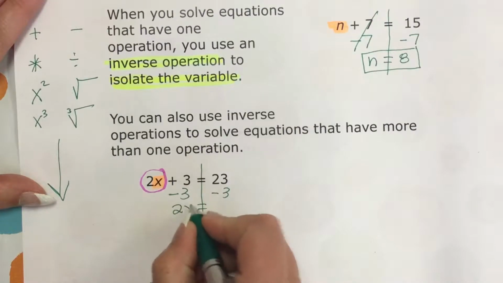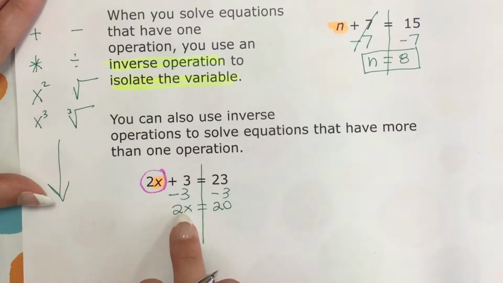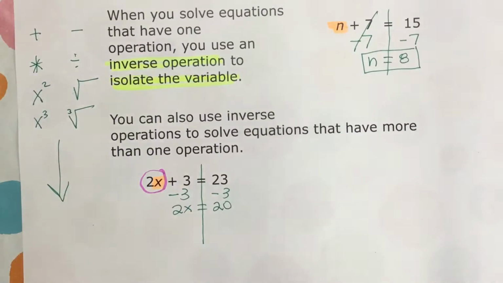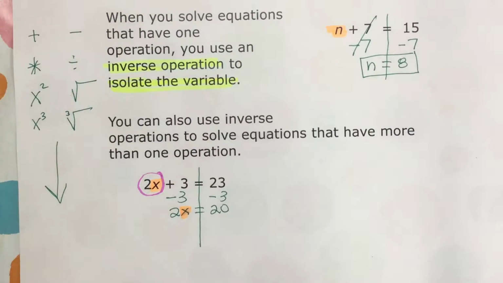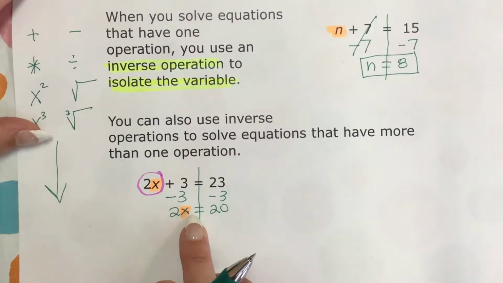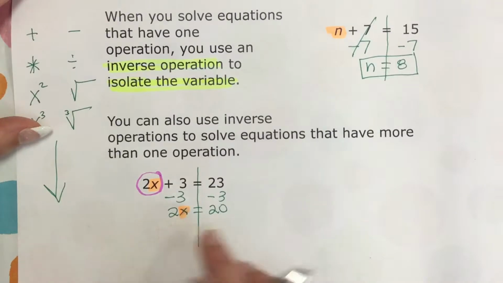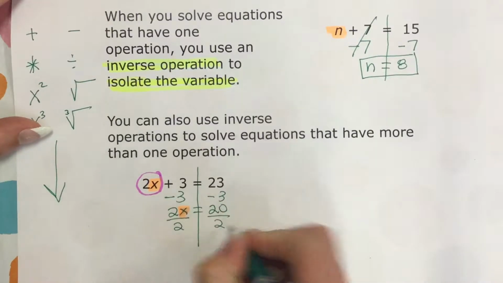So we have 2x, and we got 23 minus 3, that's 20. Now it's just the 2 and the x. These are two individuals, and we're still trying to figure out what this x is. Now it's time for this 2 to go home, okay? It's the end of the night, 2, you've got to go home. So we have to figure out how 2 is related to x. It's related through not addition, but multiplication. So we have to do the inverse operation of multiplication, which would be division. So we're going to divide both sides by 2.